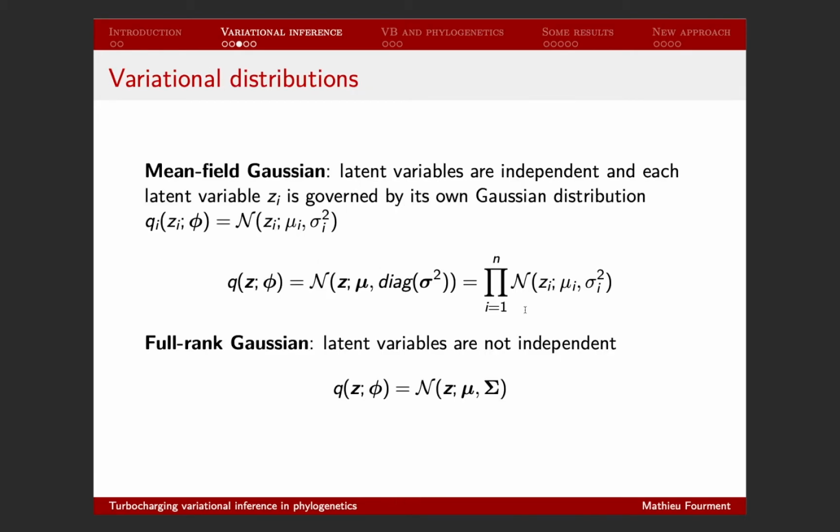Now we know how to do variational inference. We just need to minimize. But now we also need to know what kind of variational distribution we can use. The most commonly used distribution is the mean field distribution. And in this case, it's a normal distribution, where each component is independent. So the latent variables Z are all independent, and they're all normally distributed. Another way to do it is to use a full rank Gaussian, where we've got a full multivariate normal distribution.